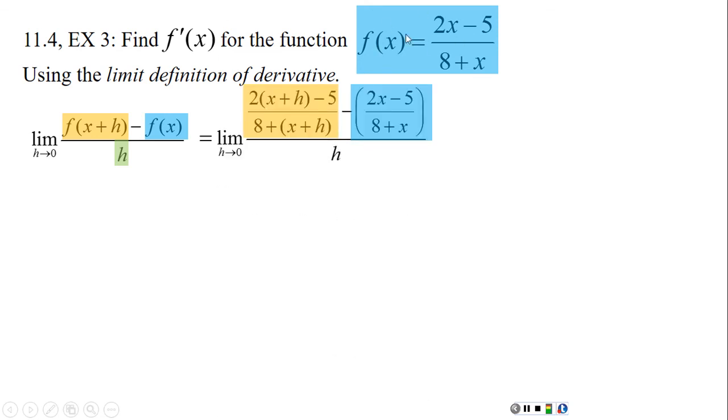So instead of 2x minus 5, I have 2 times x plus h, minus 5. And on the bottom, instead of 8 plus x, I have 8 plus x plus h. So the yellow part here is representing my f of x plus h. Then when it just says minus f of x, it just means minus, put this exact function in. All over h. Things to be careful with. When you subtract off f of x, make sure you put parentheses around it, because we want to be subtracting off that whole thing.